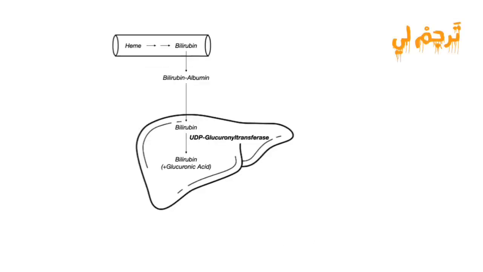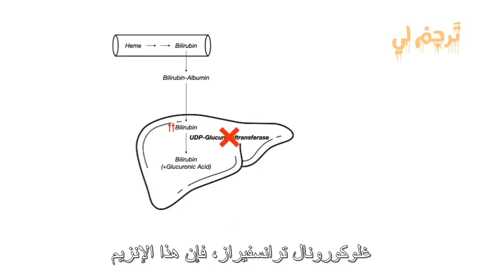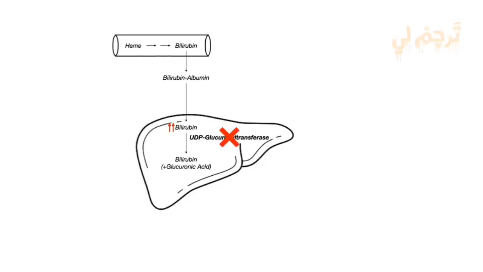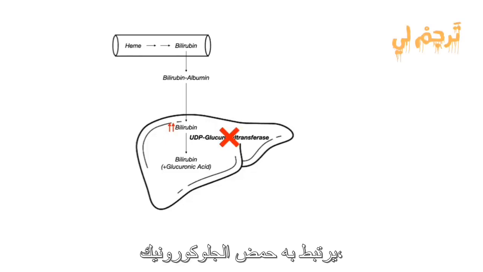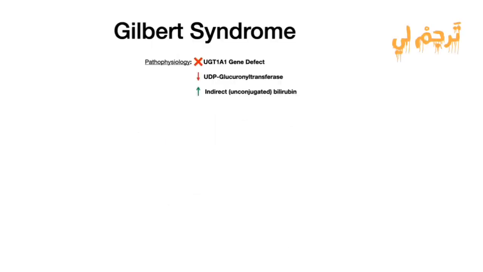So remember, here's the slide that we've seen already. If you take out the gene that codes for the enzyme UDP glucuronyltransferase, then that enzyme is gone, which means you have increased levels of the unconjugated bilirubin because it cannot be conjugated into the form of bilirubin that gets the glucuronic acid attached to it. So that's the problem with Gilbert syndrome.